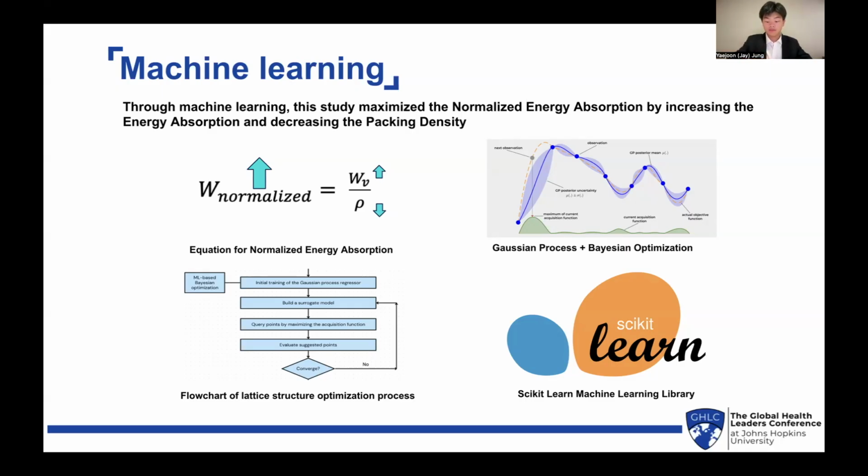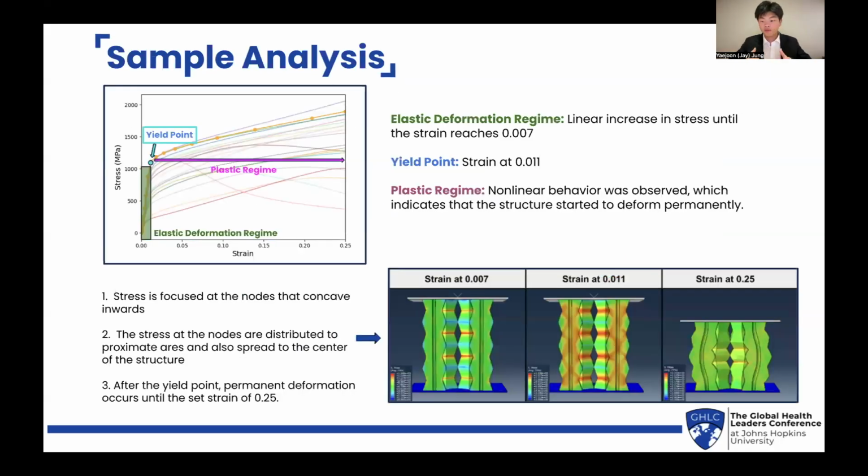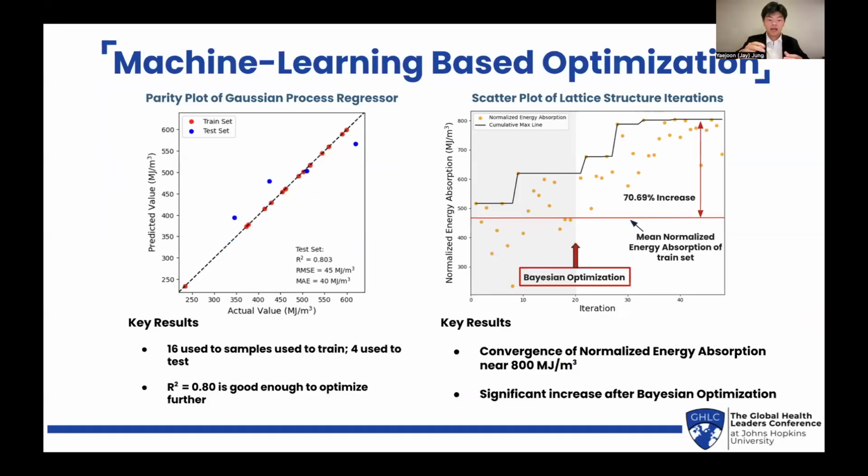Here are my results. First, I generated 20 different lattice structures using Latin hypercube sampling, and each of them underwent simulation analyses. Using the data, I first conducted a Gaussian process regressor. I used 16 of them to train the model and 4, as indicated by these 4 blue dots, to test the model. I obtained the R-square value of 0.803, which was deemed sufficient to use as a baseline estimator for Bayesian optimization.